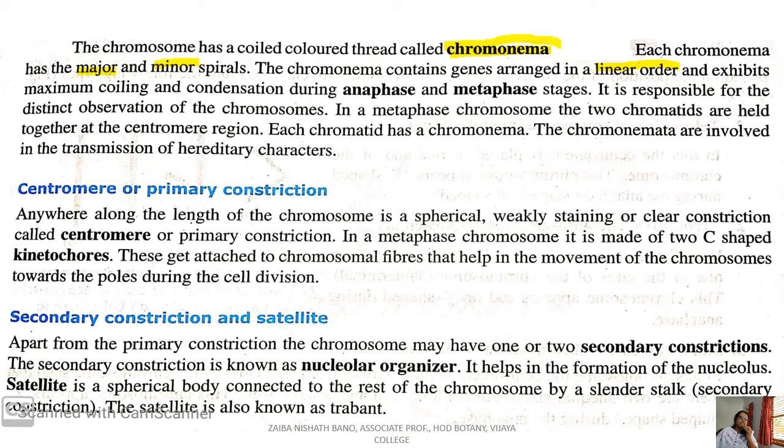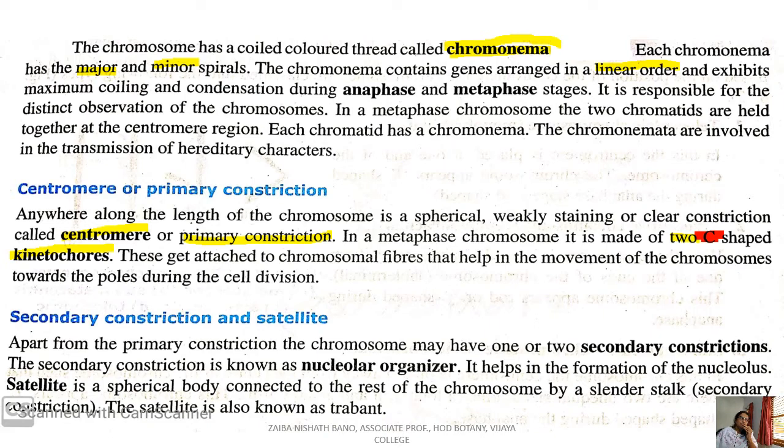Now, anywhere along the length of the chromosome, you find a weakly staining or clear constriction. By constriction, you mean a narrowing, which is called the centromere or the primary constriction. In a metaphase chromosome, the centromere is made up of two C-shaped structures. These C-shaped structures are called kinetochores. What is the function of these kinetochores? They get attached to the chromosomal fibers that help in the movement of the chromosomes towards the poles during cell division.